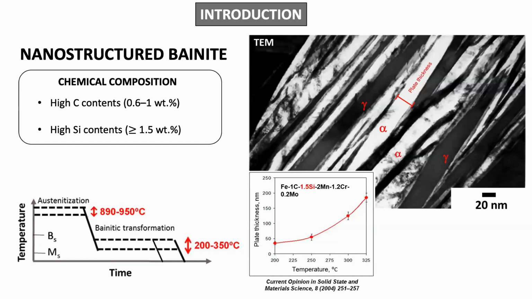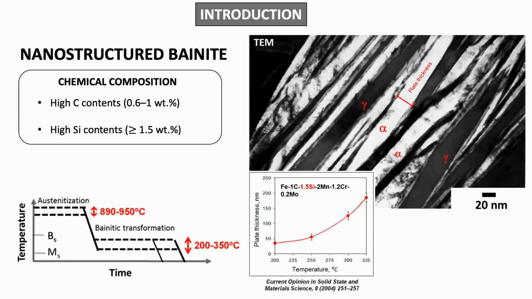The high silicon contents lead to the absence of coarse and massive carbides, and this is because during the transformation there is a carbon partitioning from the bainitic ferrite into the surrounding austenite. Therefore, this phase, the austenite, gets enriched in carbon and is metastable at room temperature, as retained austenite. And the high carbon contents enable the transformation at a low temperature, between 200 and 350 degrees, and so leading to a refinement of the microstructure.